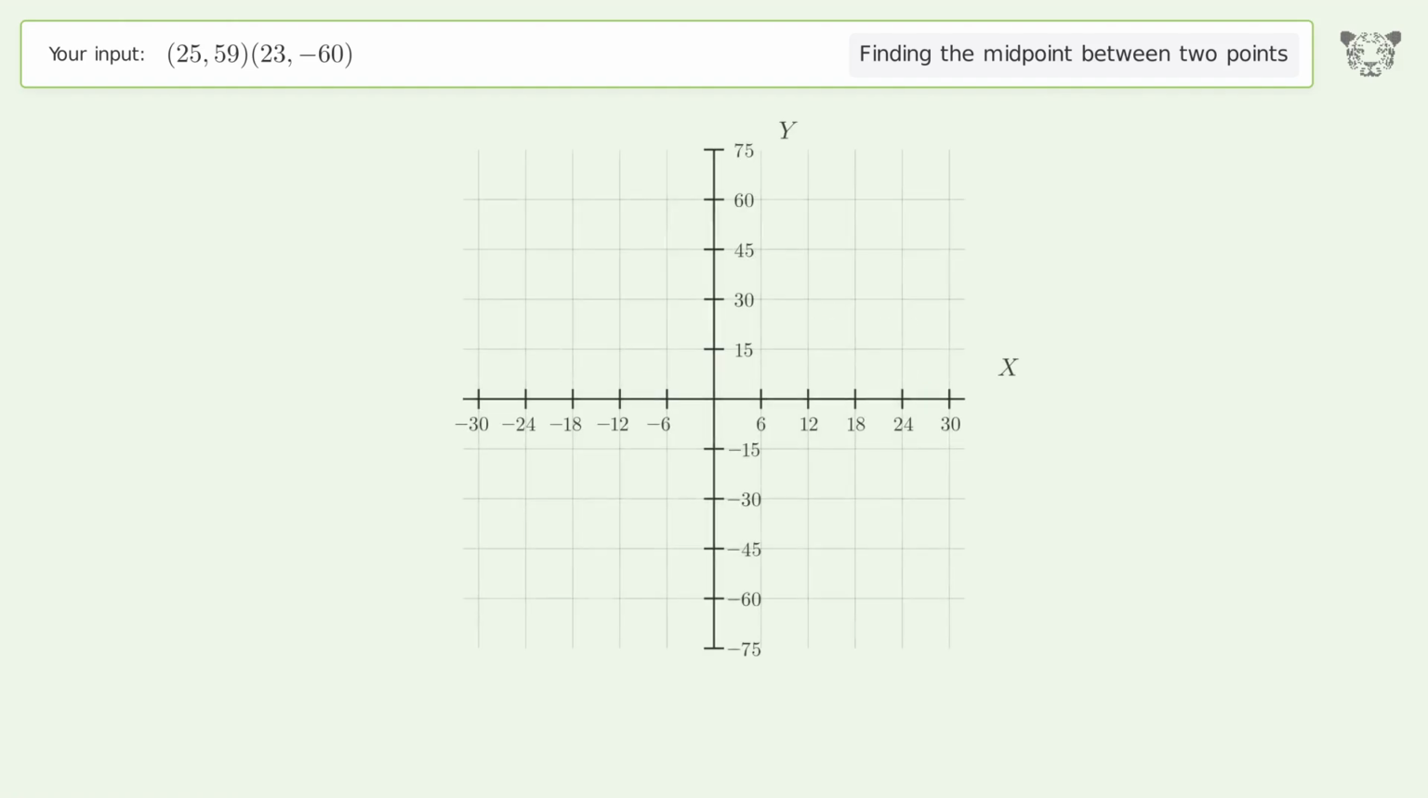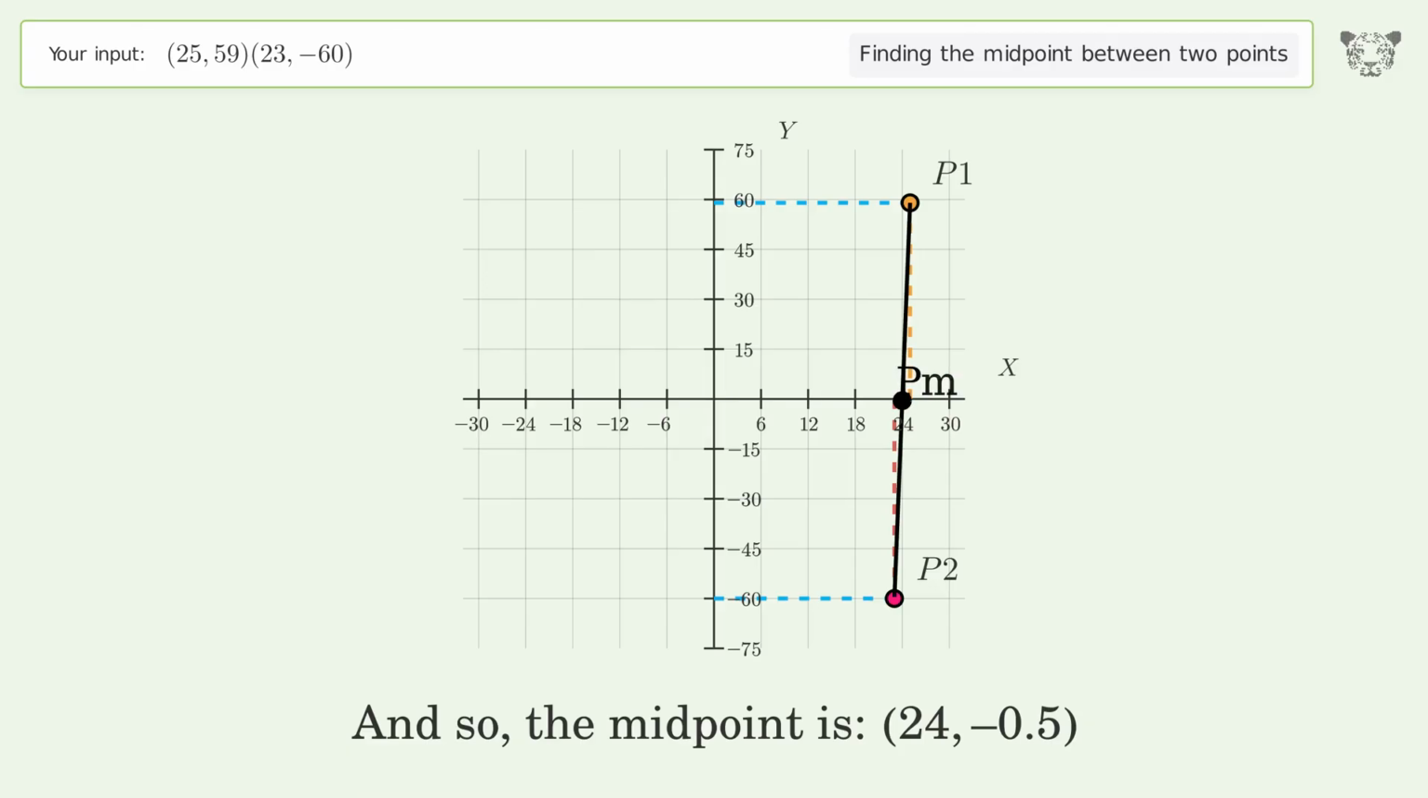And so, the midpoint is 24, negative 0.5.